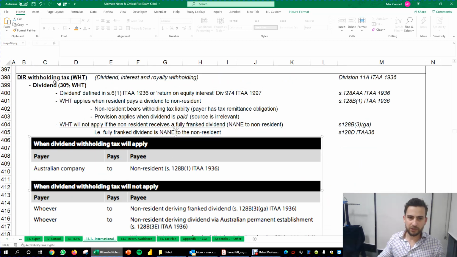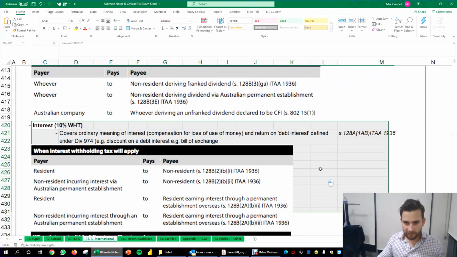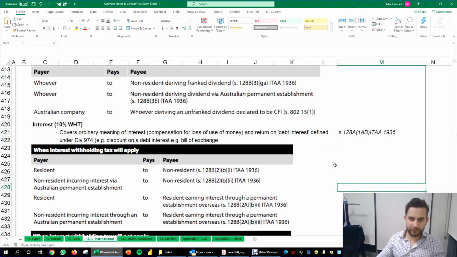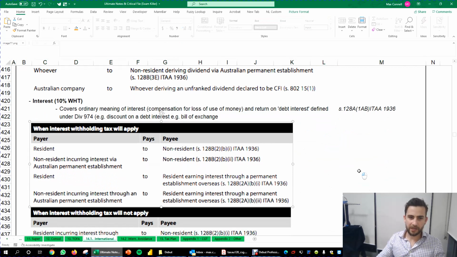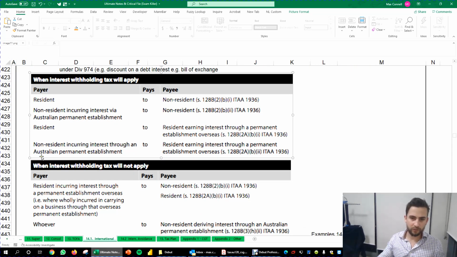Now, dividends go with 30% withholding tax, I should have said. Interest has a 10% withholding tax. Interest is the return on a debt interest, and withholding tax will apply from a resident to a non-resident, or where a non-resident incurring interest in Australia via a permanent establishment pays to a non-resident, or a resident pays to a resident earning interest through a permanent establishment overseas, or a non-resident incurring interest through a PE pays to a resident earning interest through a permanent establishment overseas. So a few confusing situations.